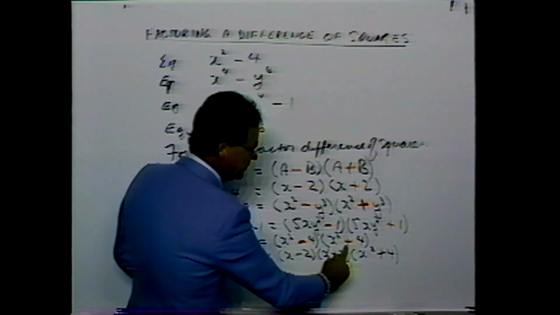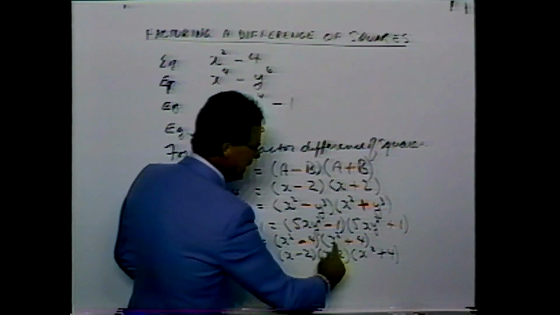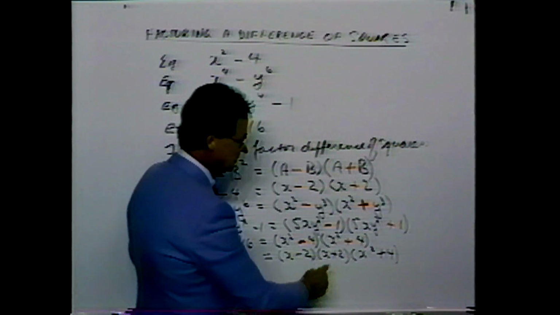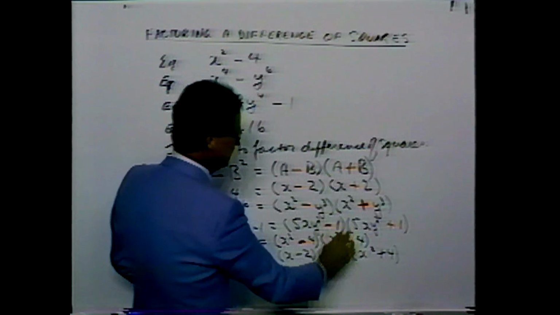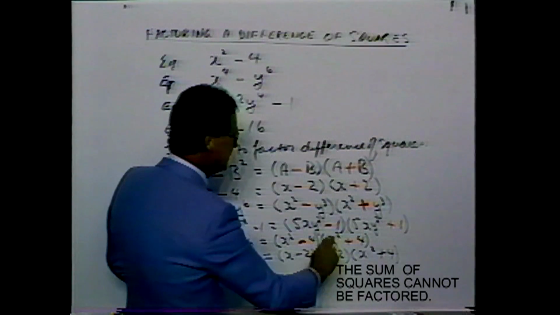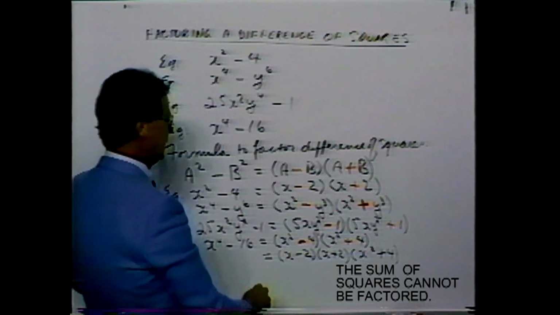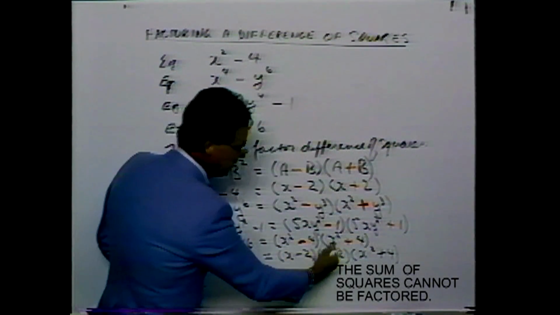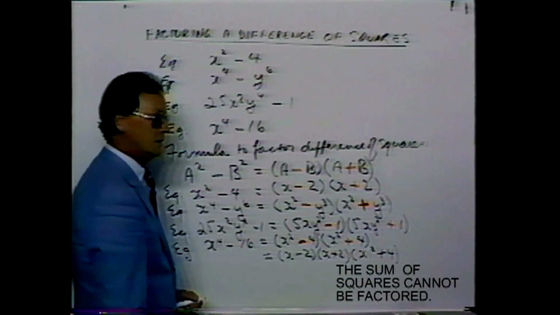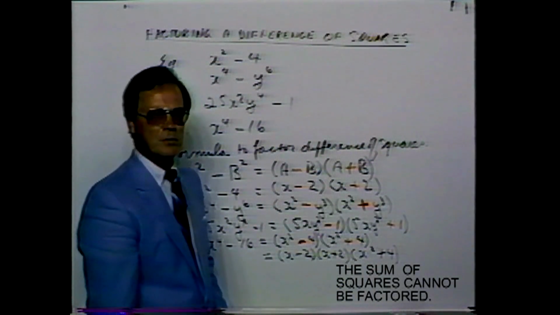Don't be trapped into thinking that if we're adding squares that it can be factored. It cannot. This does not say anything about the sum of squares being factorable. Only the difference of squares are factorable. Consequently, these sum of squares can only be left and expressed as you see it. Can't go any further with it.